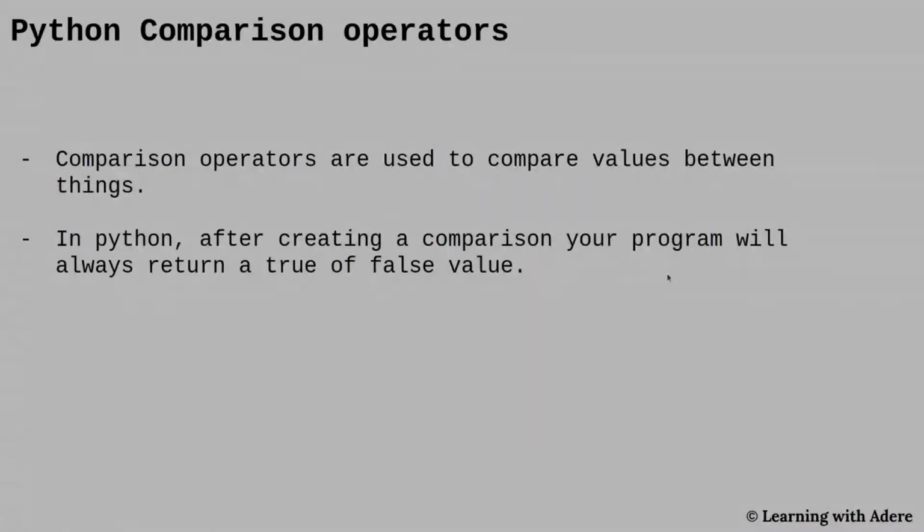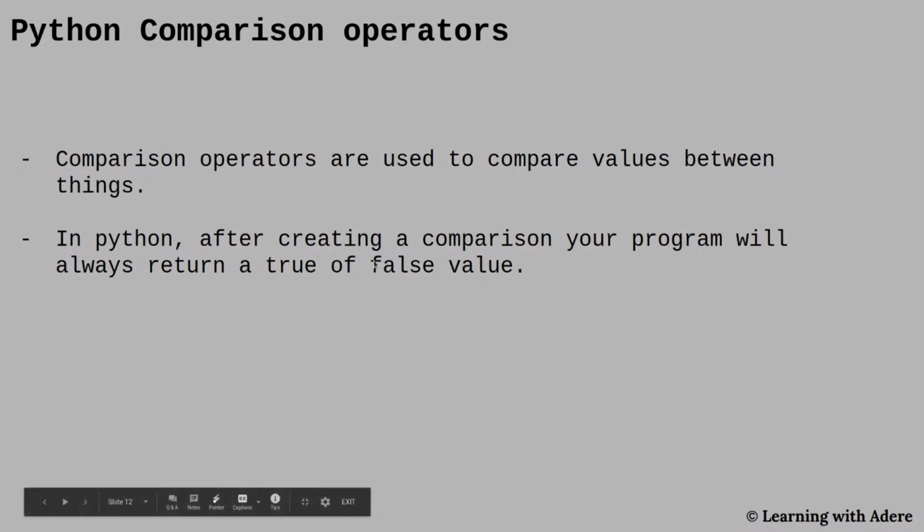Comparison operators are used to compare values between things, if I didn't already make that clear. In Python, after creating a comparison, your program will always return a value of true or false. And I have a question. Do you remember what type of data type true or false is, what category that falls under?